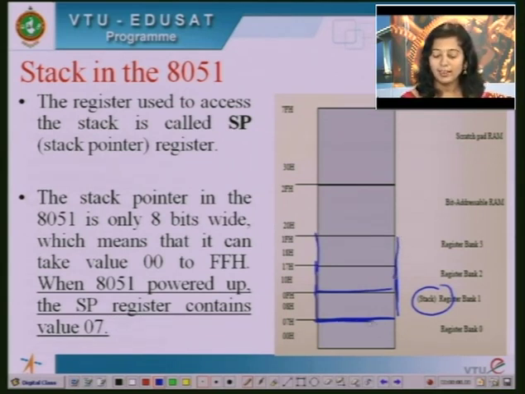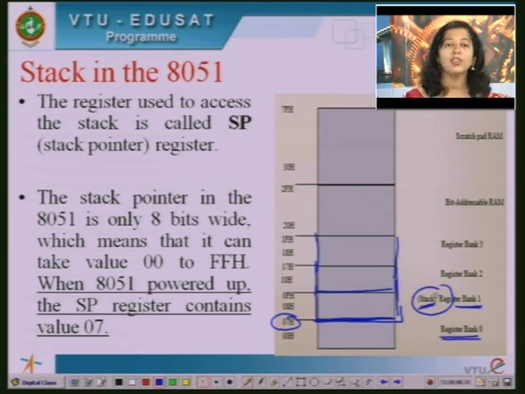So the stack starting location address is 7. After the first 8 bytes, which represent register bank 0, just after that you have register bank 1. This register bank 1 starting position is the beginning of the stack. So this stack is just a special area in the memory which helps us in putting data in and taking data out. You have some instructions which specifically use the stack.